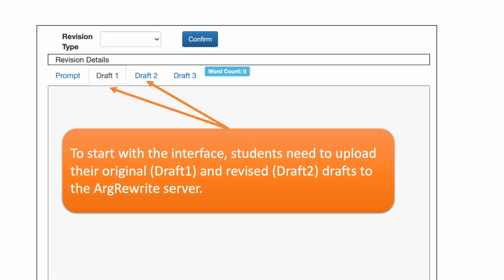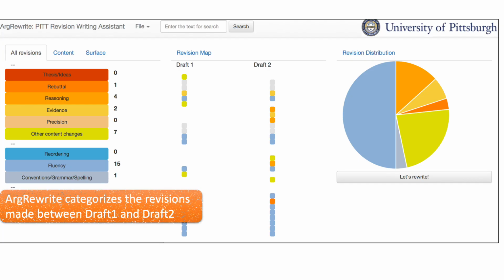To start with the interface, students need to upload their original and revised drafts to the server, although in our study, the one in charge of data collection did this part. The system processes the drafts and shows an overview of the student's revision process from draft 1 to draft 2. The algorithm categorizes the revisions made between draft 1 and draft 2 and shows a revision distribution.